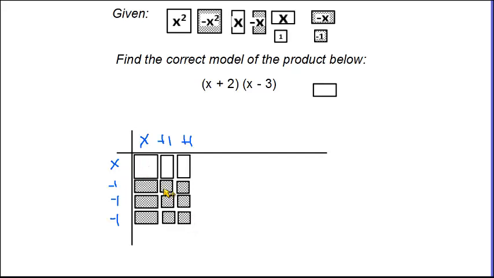So this will be the correct model of this product. And again, the result is another rectangle.